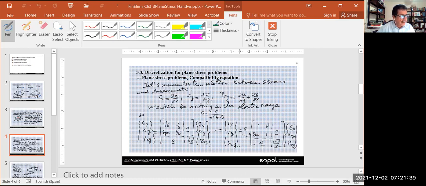This matrix, we can write, for example, as something like this. So this is the vector sigma. We have three components of the stress tensor that we need, and this is related to the vector of the strains, epsilon x, epsilon y, and gamma xy. And this matrix that relates sigma and epsilon, we call it D. So all of this is what in this class we're going to call matrix D. And we're going to need that in a minute.